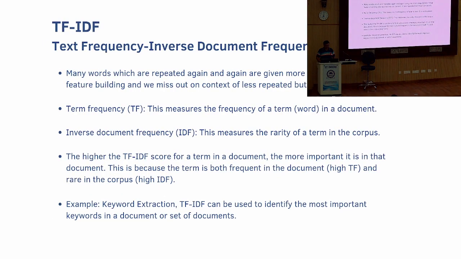The problem with the previous model is that words which are repeated again and again are given more importance in the final feature building. So we miss out the context of some less repeated words. To avoid this problem, we use TF-IDF instead of word frequencies. TF measures the frequency of the word in a document and IDF measures the rarity of the term in the corpus. Corpus is basically a set of documents. So the higher the TF-IDF score of a term in a document, the more important it is, because the term is both frequent in the document and rarer in the corpus. This type of algorithm is used in keyword extraction, where we have to find important keywords.